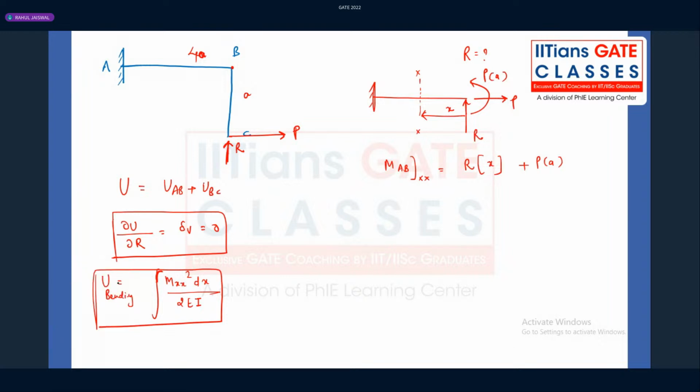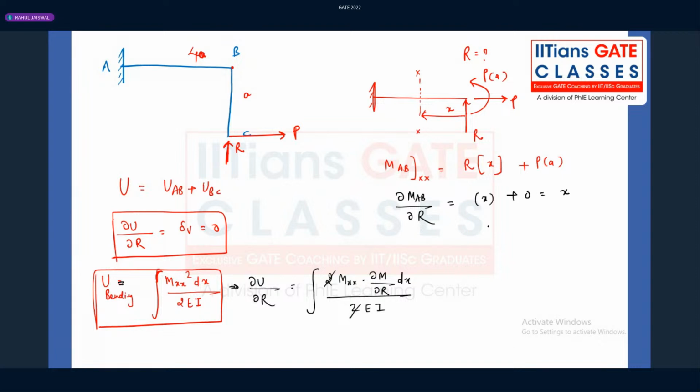Now, what is the next task? The next task is to calculate the values of the strain energy for AB as well as BC. To simplify the task, I'm directly differentiating this equation with respect to R. In differential form we can write 2 Mxx times dou M by dou R into dx divided by 2EI. So we just differentiate it with respect to R. This becomes x because the other term will be 0. So it is finally x.